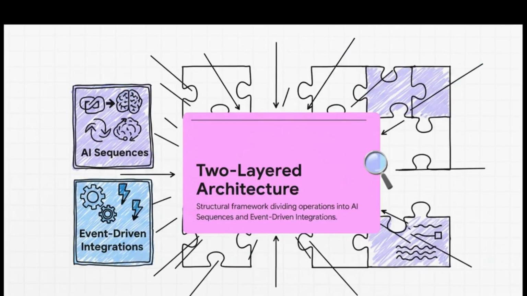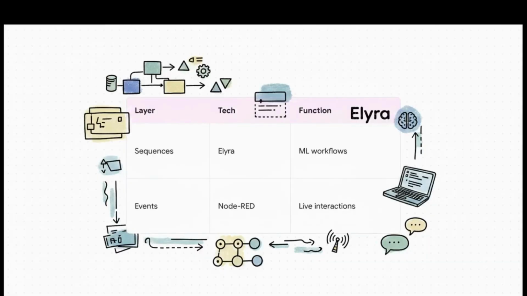So with the security totally locked in, how does the actual work get done? Well, the real secret weapon here is HumAIne's two-layered orchestration architecture. It solves that fragmentation problem we talked about by uniquely dividing the labor into two very distinct camps. You've got AI sequences on one side and event-driven integrations on the other. Let's break down how these two layers create just this perfect partnership.